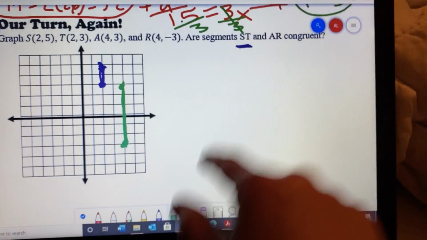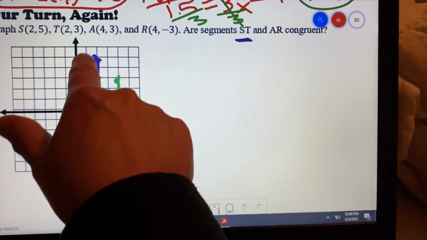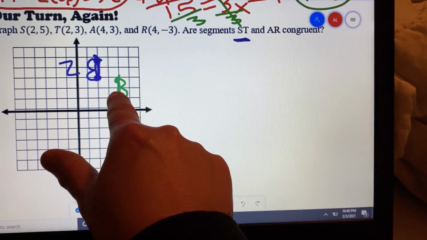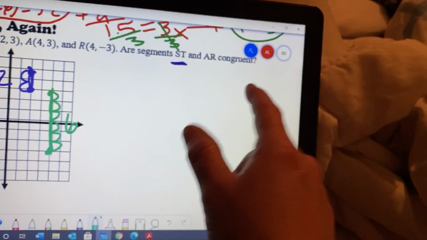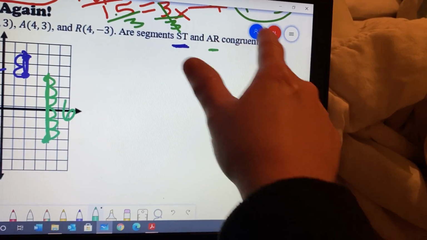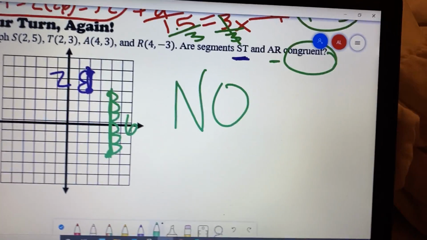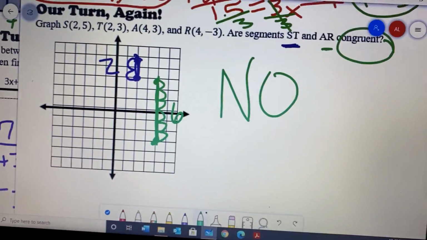All right, so, well, whoops. The length of this segment is 1, 2 spaces. And the length of this segment is 1, 2, 3, 4, 5, 6 spaces. So, are they congruent? The answer is no, because they're not equal. If they're not congruent, they can't be equal, period.